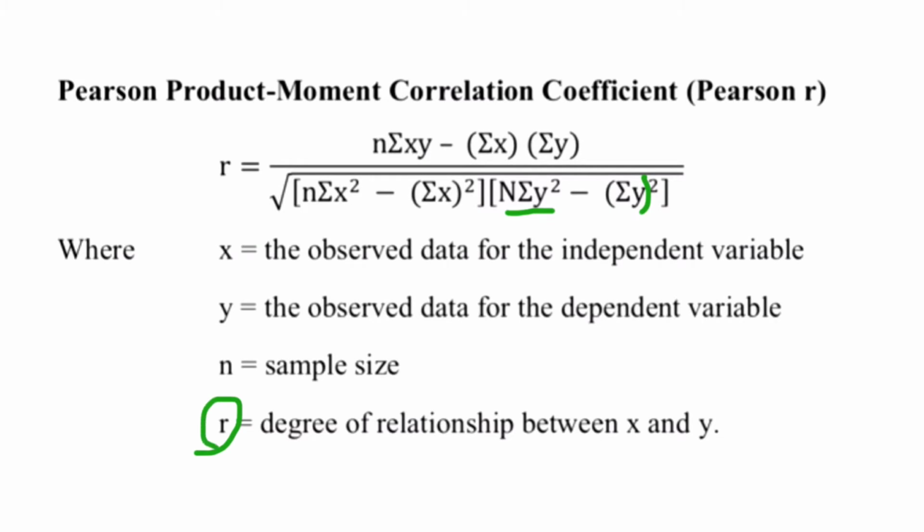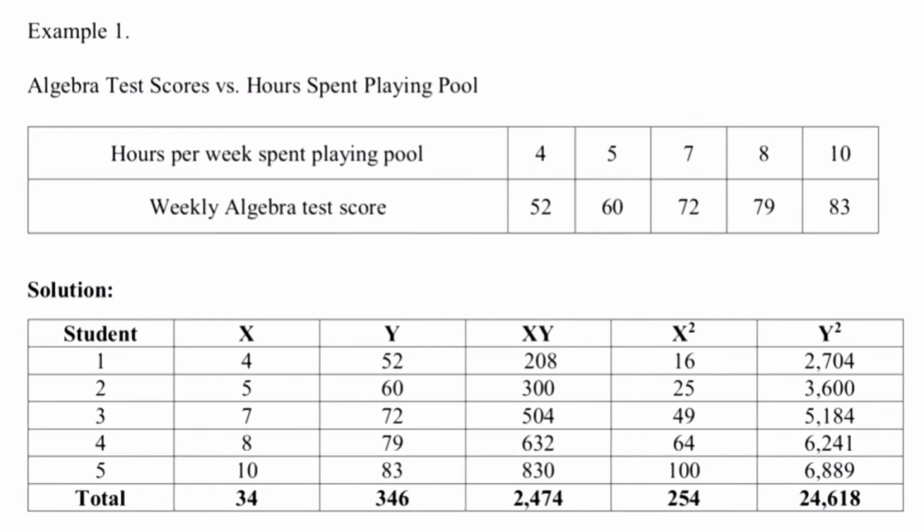So para mas maintindihan natin, let's have an example here. We have algebra test scores versus hours spent playing pool. Hours per week spent playing pool is 4, 5, 7, 8, 10. Weekly algebra test score is 52, 60, 72, 79, 83. And okay, for our solution, let us first write yung student 1, 2, 3, 4, and 5.